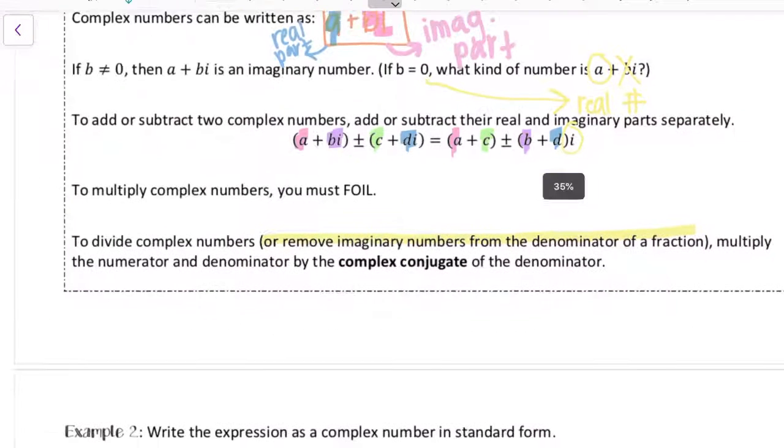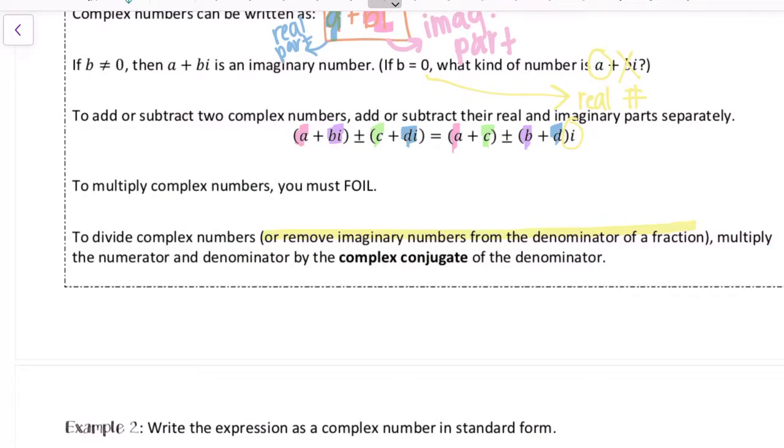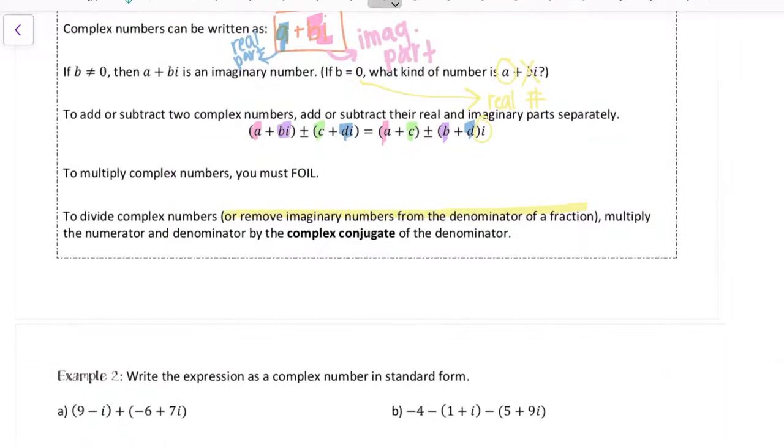Just go with it. We're going to combine the terms. That's really what it is.